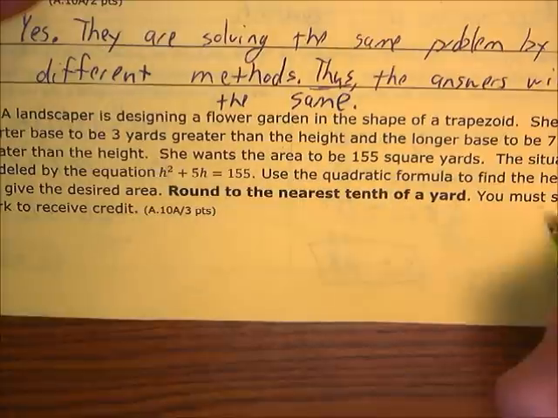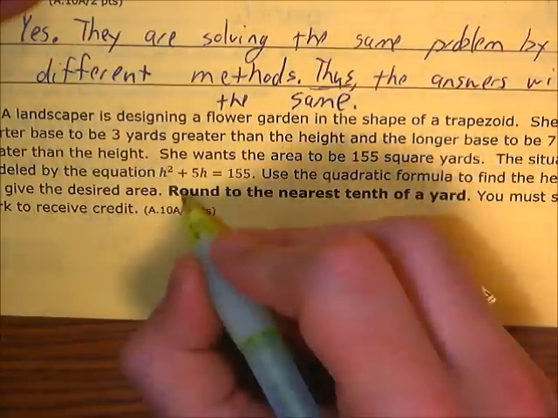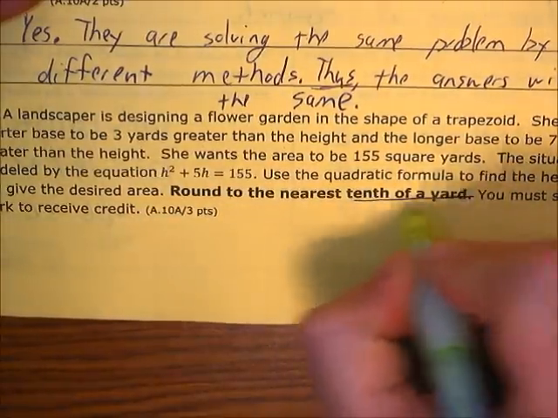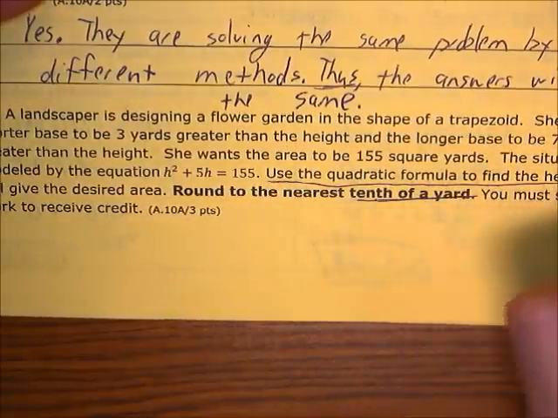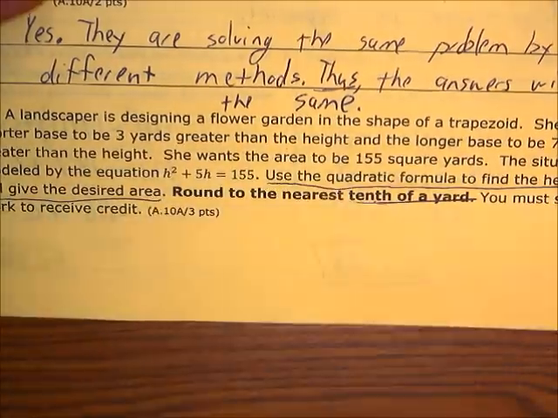You must show all your work to receive credit. Okay, great. I'm going to show work. Round to the nearest tenth of a yard. Okay, good. Now, here we go. Use the quadratic formula to find the height that will give the desired area.